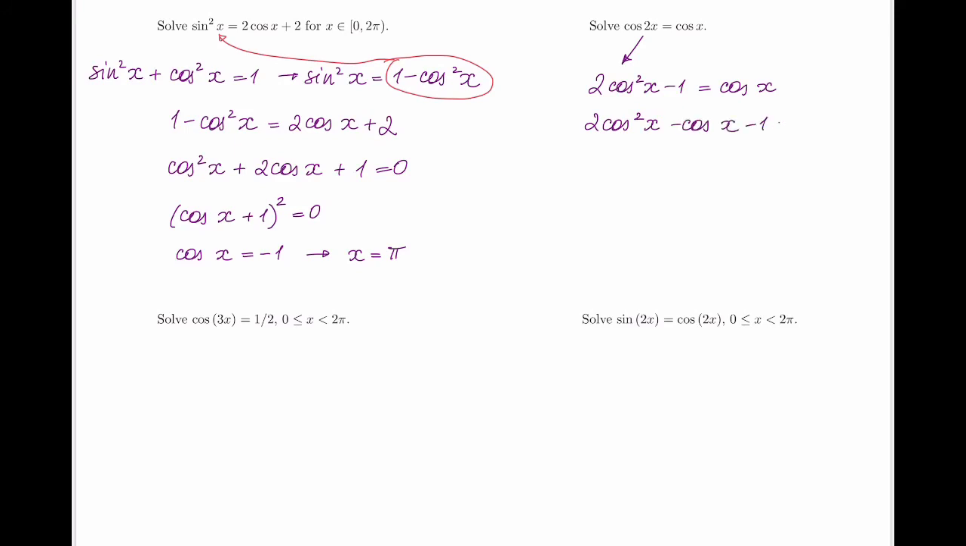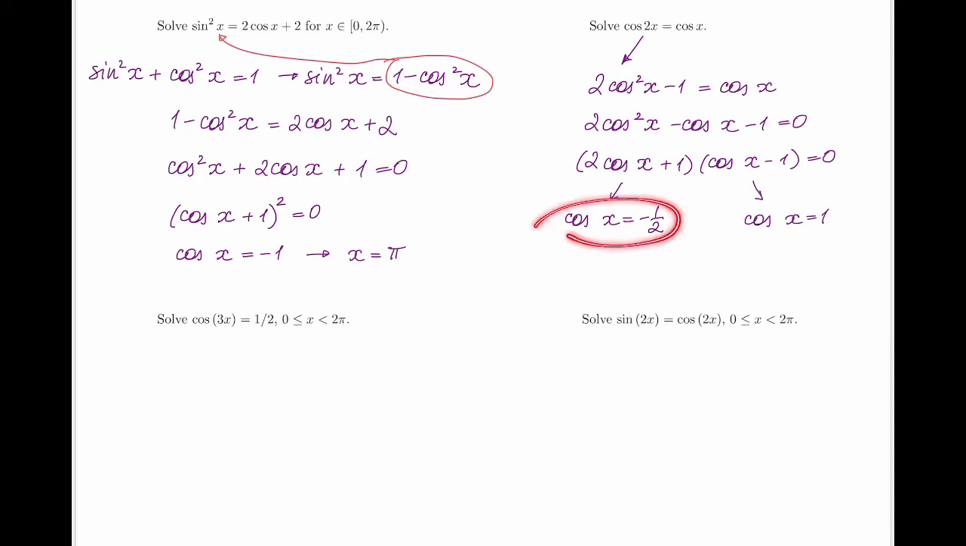minus 1 equals 0. And once again, you see that I have a quadratic equation here in terms of cosine of x. Once again, you can apply the quadratic formula, or you can try to factor. You will get two solutions out of this. Maybe let me write down the factored form. You should get 2 cosine of x plus 1 times cosine of x minus 1 equals 0. So we're going to get two solutions resulting from each one. Cosine of x is negative a half, and cosine of x is equal to 1.